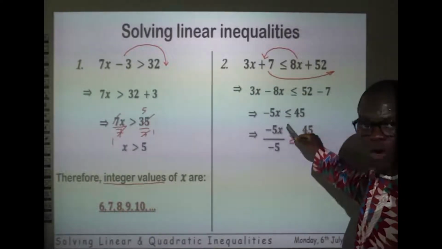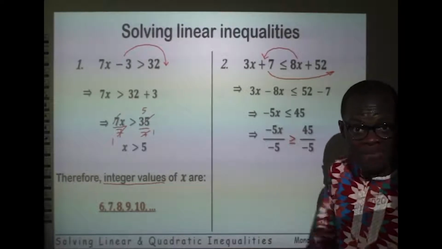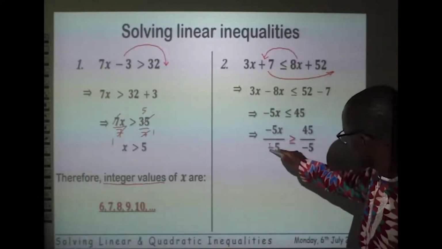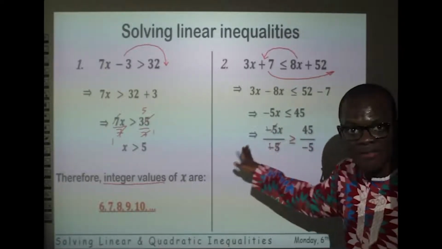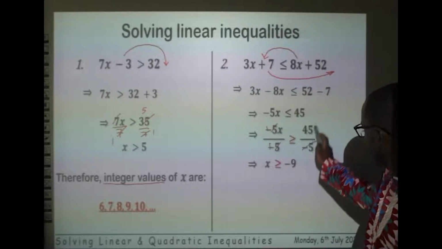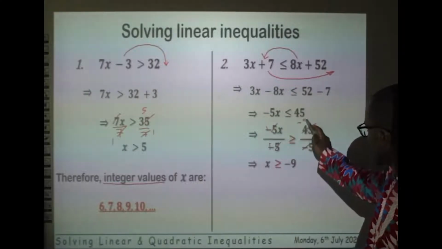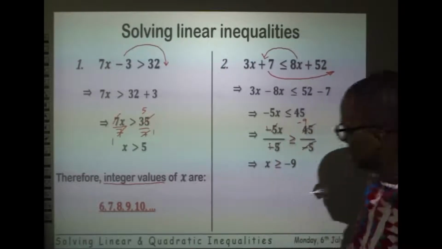From less than or equal to, to greater than or equal to, because we're dividing by a negative. Take note. And so that cancels that. 5 cancels that. You leave x on the left hand side. And then minus 5 goes in 45. That's minus 9. So you have x is greater than or equal to minus 9.